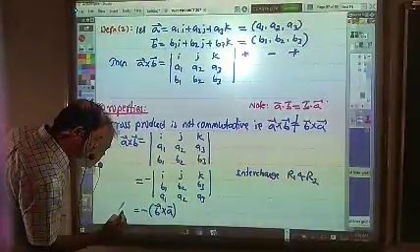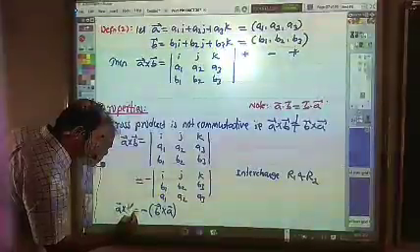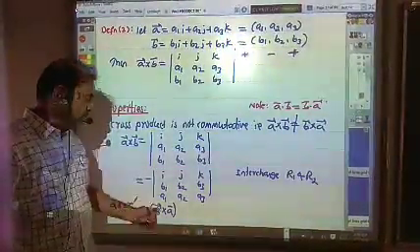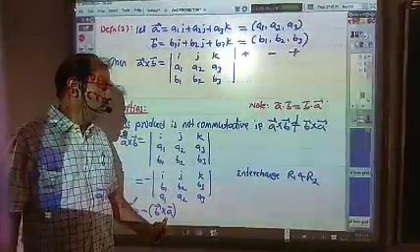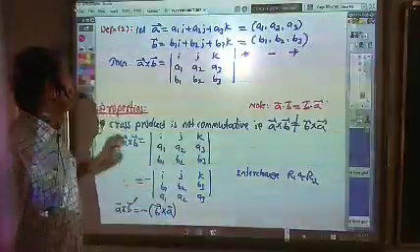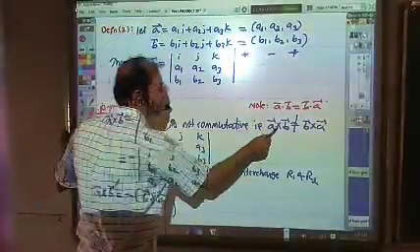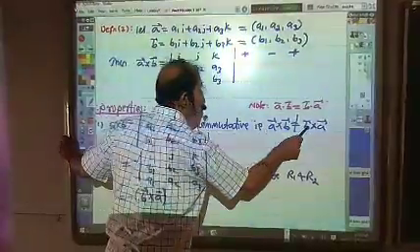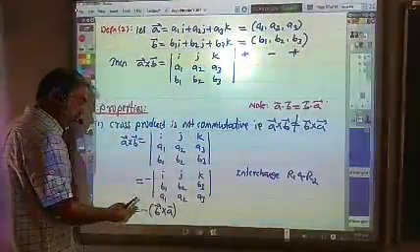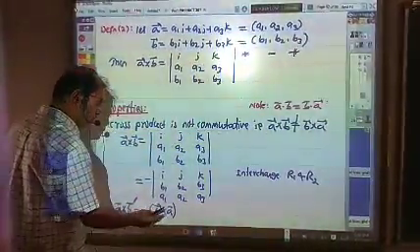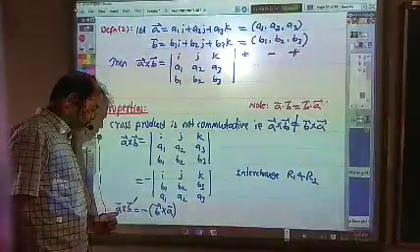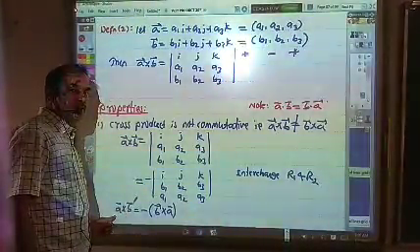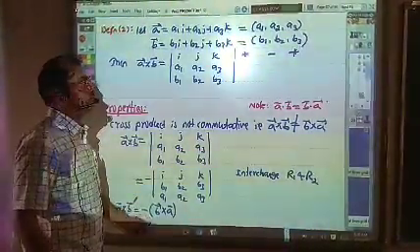So A cross B is equal to minus of B cross A. That is, the cross product is not commutative. A cross B is not equal to B cross A. That is, A cross B equals minus of B cross A. So in a cross product, if we interchange the two vectors, the sign changes.